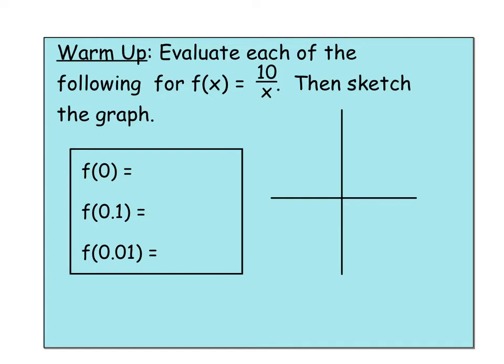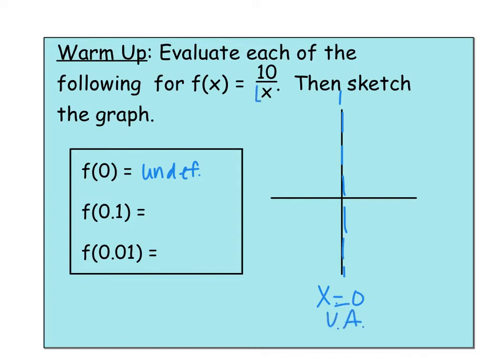Here's an example. Think about the function f of x equals 10 over x. And let's evaluate it at a few different x values. Imagine we had a table with some x values. What would 10 divided by these x values get us? So 10 divided by 0, if it's f of 0, is of course undefined. And that is why we're getting this vertical asymptote at x equals 0.